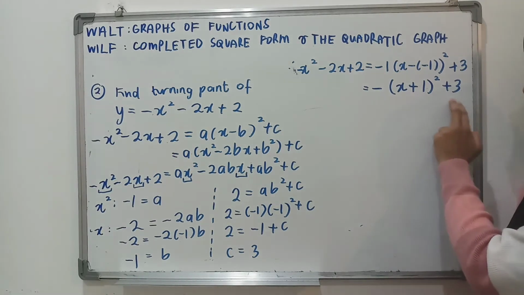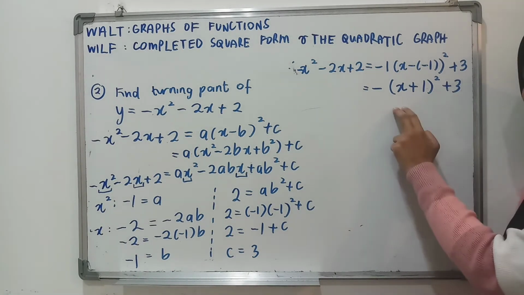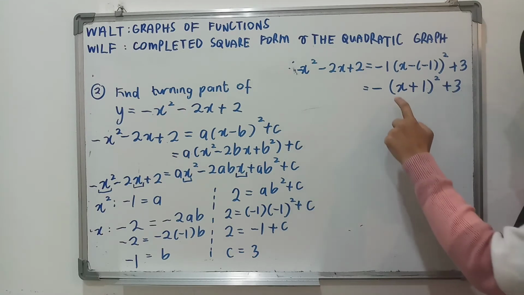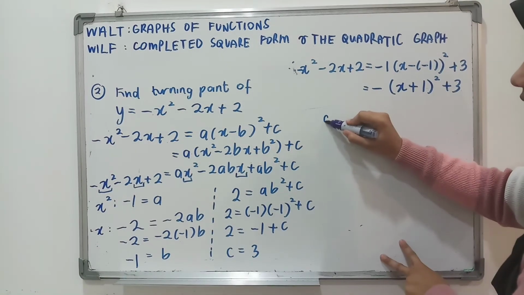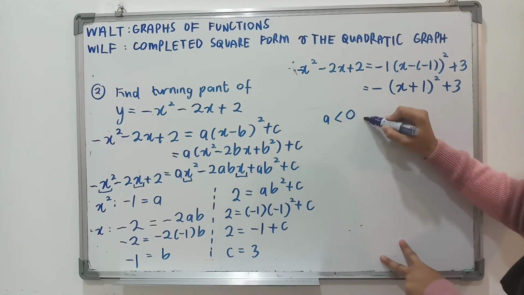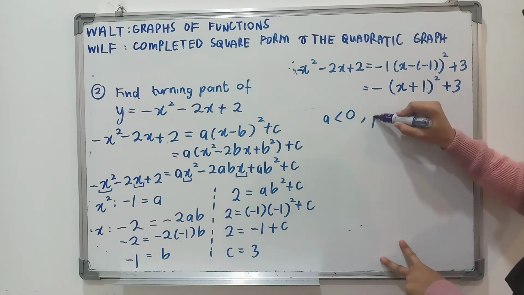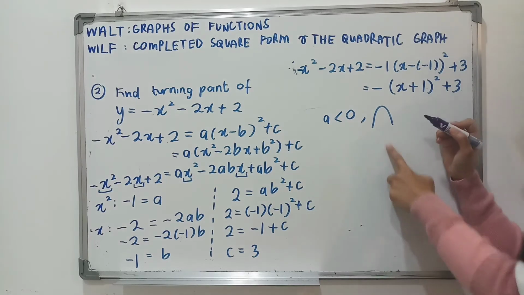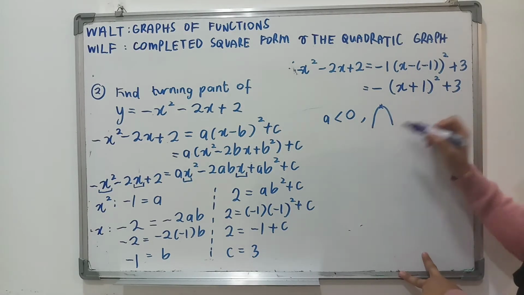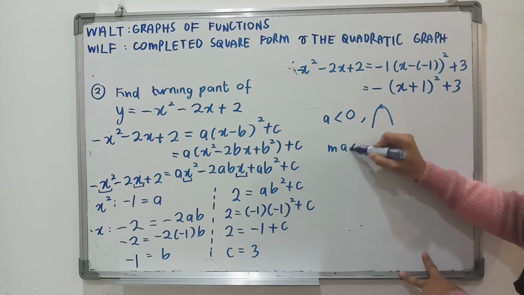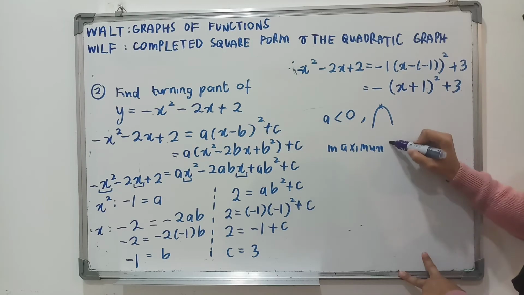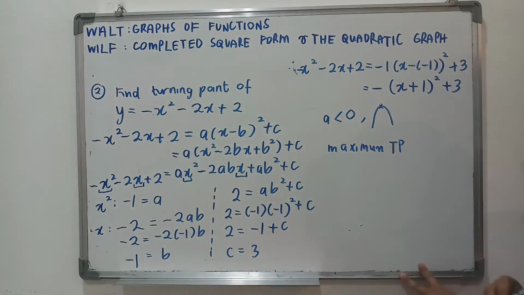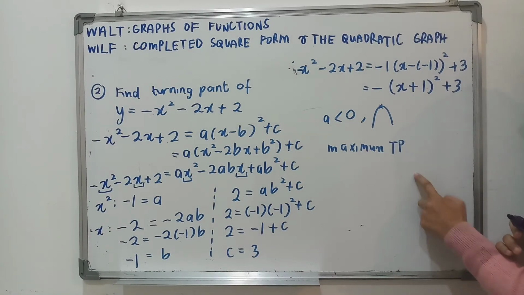So how do we read whether we have a minimum or maximum turning point? First step, look at the value of A. So your A is less than 0. So the shape of your graph is a sad curve. Negative value gives you a sad curve. So a sad curve will give you a maximum turning point. Maximum turning point.